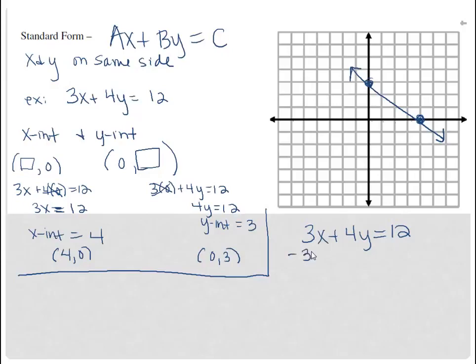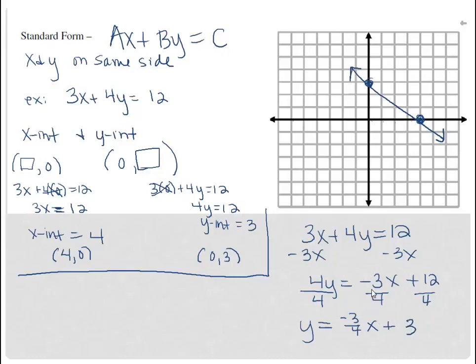So you would have to subtract 3x, get negative 3x plus 12, and hopefully you realize you can't add those together. Then to get y alone, you have to divide by 4, divide by 4, and divide by 4. You have to remember to divide everything by 4. You're going to get y equals negative 3/4 x plus 3.